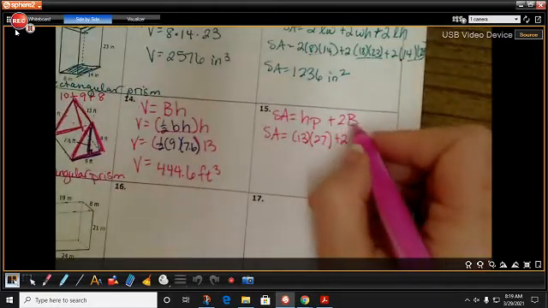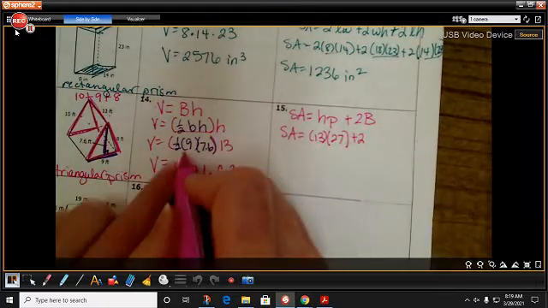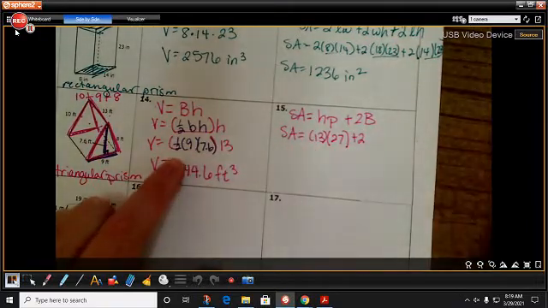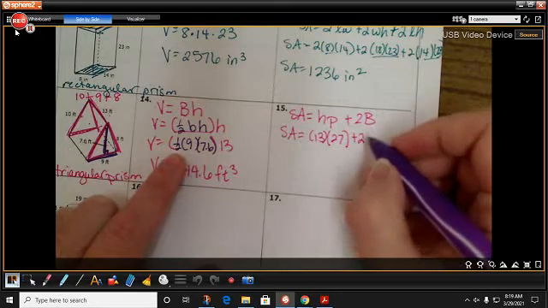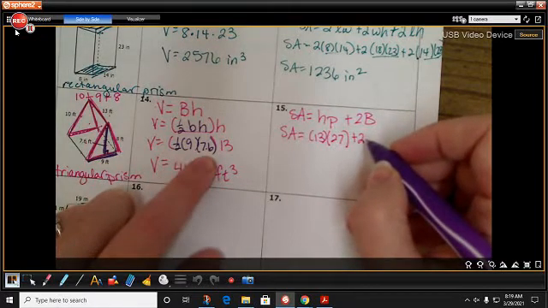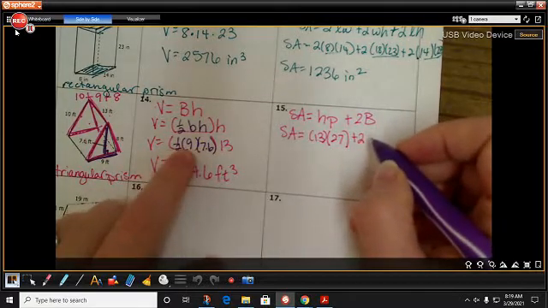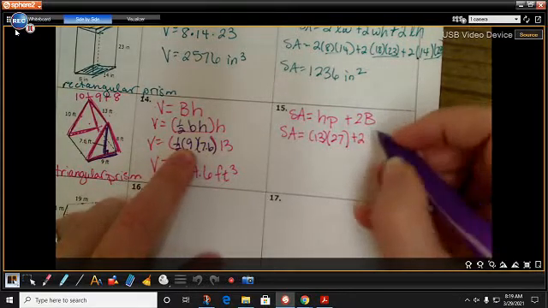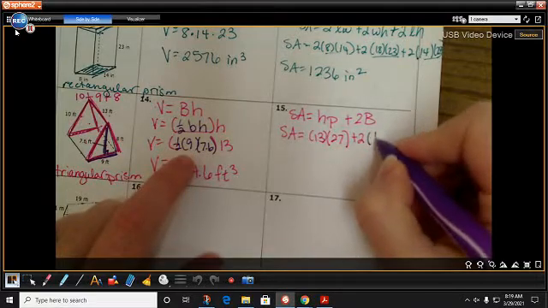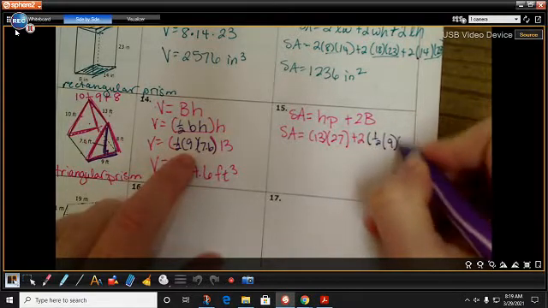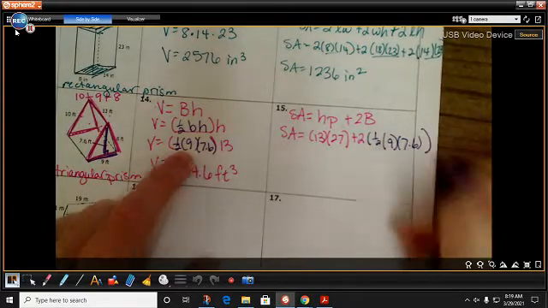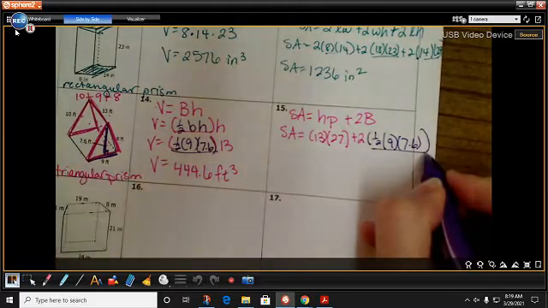Plus 2, and then the area of this base. Oh, well, we did this on the previous problem where we had our 1/2 times 9 times 7.6. And when you work that out, that comes to be something like 34.2. But I'm just going to go ahead and put all my numbers in again so that you can see that I'm using the same thing.